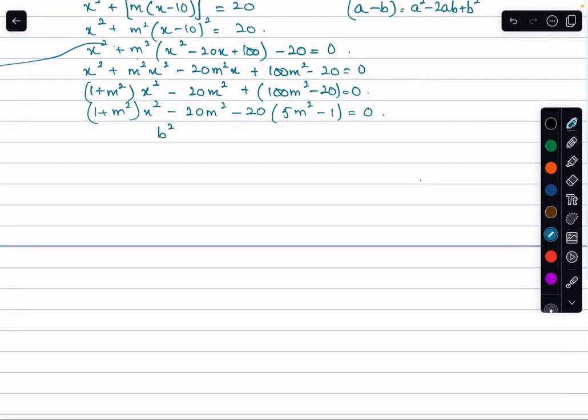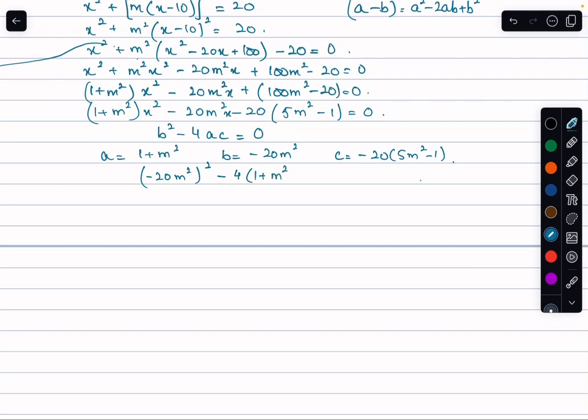So I know that the line is a tangent to the circle, and I have obtained a quadratic equation, which takes me back to the concept that if a quadratic equation has a tangent, then the discriminant condition should be b square minus 4ac equals 0. So a is the coefficient of x square, in this case 1 plus m square. b is the coefficient of x, which is going to be minus 20 m square, and c is going to be 100 m square minus 20, that is 20 times 5m square minus 1.